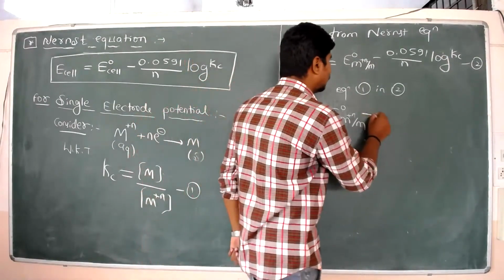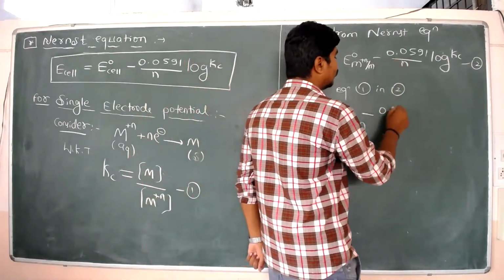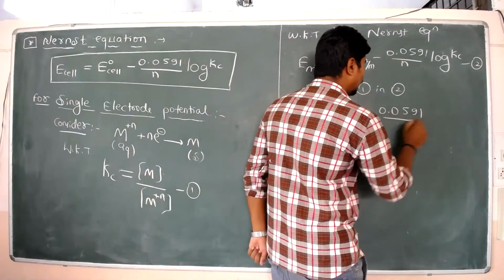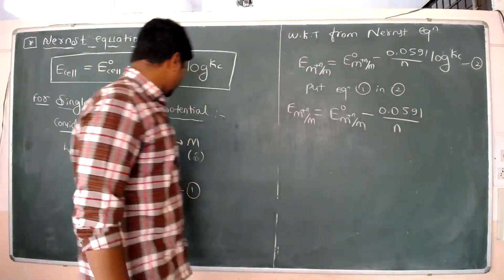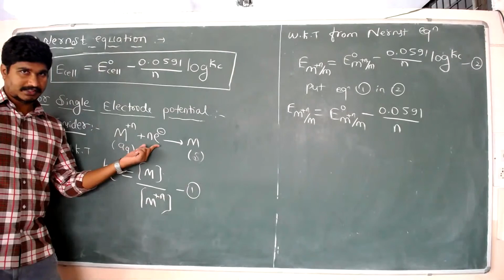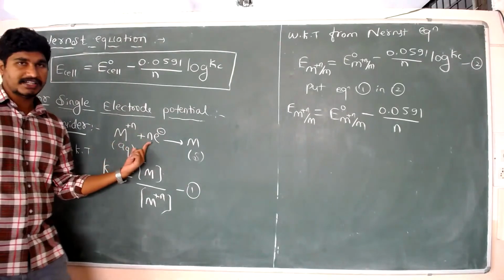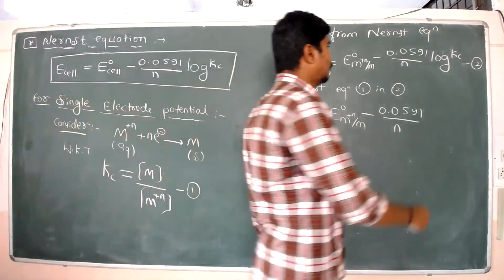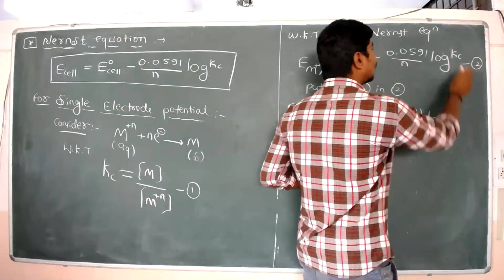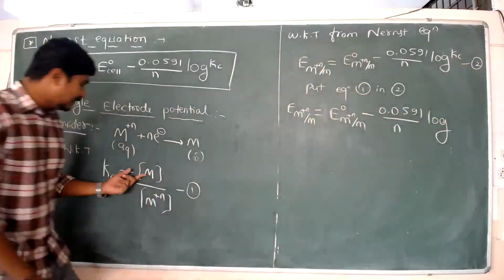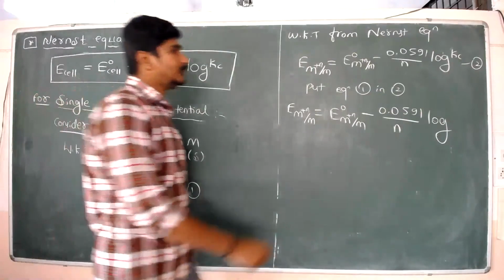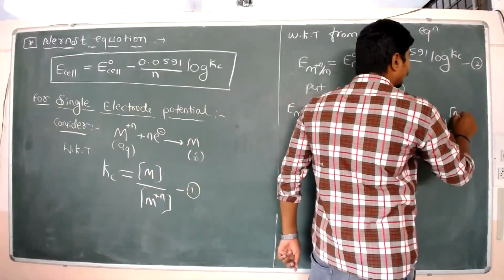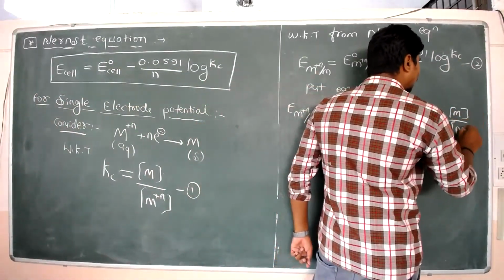Now minus 0.0591 by n. Why am I writing n? How many electrons are transferred? n. In this reaction, how many electrons are involved? n electrons. Therefore, I am writing n here, the number of electrons. Log: in place of Kc, I can write the concentration of M by M^n+.